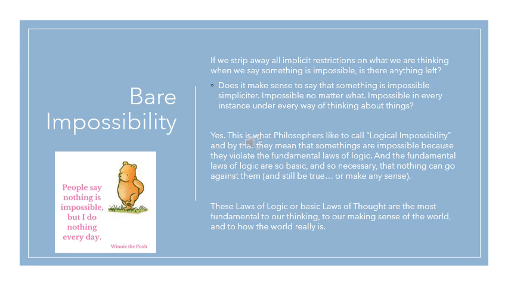Philosophers think yes, and that's because there's ultimately got to be some foundational restriction to what we will call logical possibility and impossibility. And by logical impossibility, philosophers tend to mean that some things are impossible because they violate the fundamental laws of logic. And the fundamental laws of logic are so basic and so necessary that nothing can ultimately go against them and still exist or be true or make any sense. These fundamental laws of logic, or the basic laws of thought, are the most fundamental to our thinking. They're fundamental to our being able to make sense of the world and to the way that the world really is.